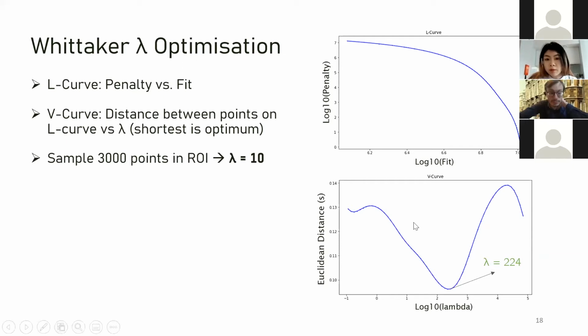From the L curve, we obtain the V curve, where the y-axis here represents the distance between each pair of points in the L curve. The minimum point in the V curve corresponds to the optimum lambda value. And for the test example point that we showed before by the blue marker, for that particular point, lambda was 224.